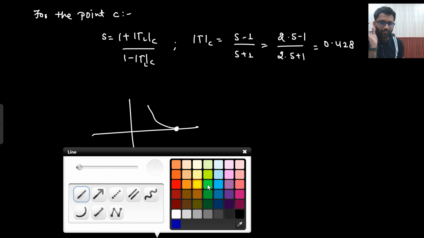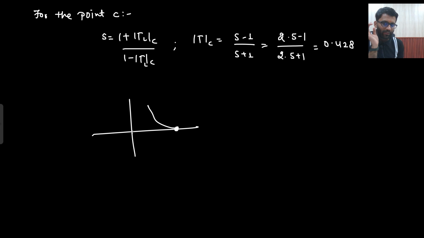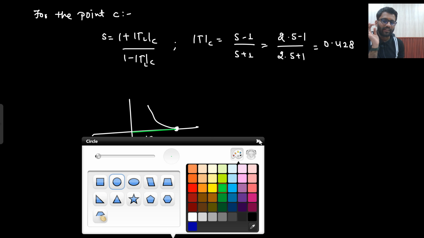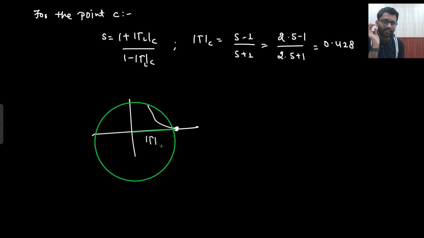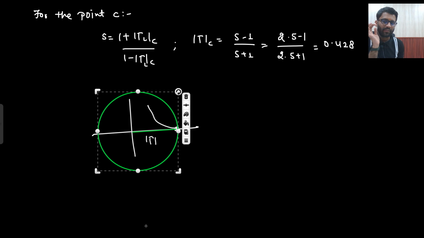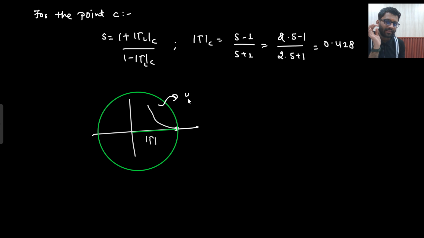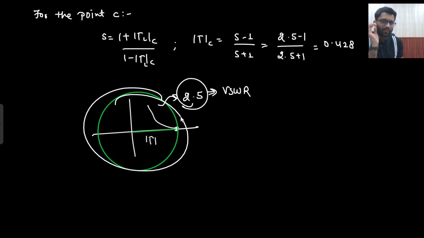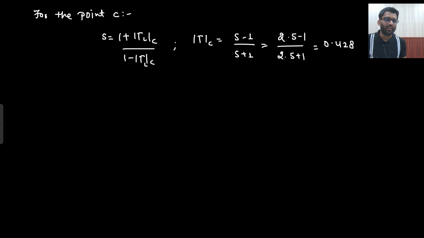Once both are meeting at this point, now what I will do, I will join this point to the origin, then this will represent my mode of gamma L. And when I join this point to the origin and I take this as radius and draw a circle, this is my constant VSWR circle. With respect to this circle, your VSWR is 2.5. So from there, can you get the value of mode of gamma L? So mode of gamma L is becoming 0.428.